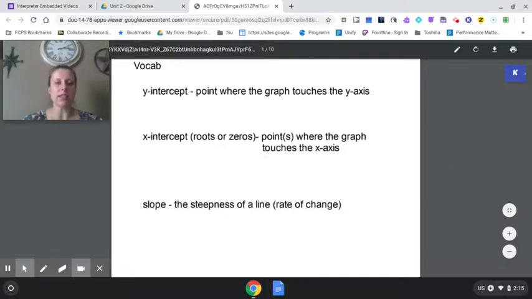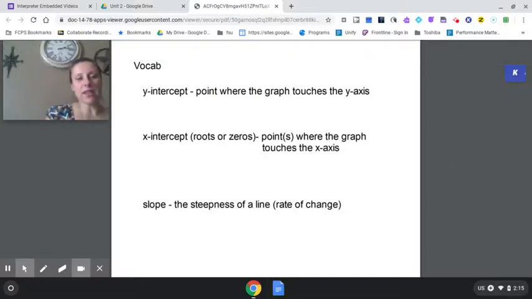Okay, in today's lesson, we're going to be talking about some intercepts and also the idea of slope. So, first of all, some definitions to get us started. The y-intercept is the point where the graph touches the y-axis. The x-intercept are the points or point where the graph touches the x-axis. So, we could have more than one x-intercept for a graph.